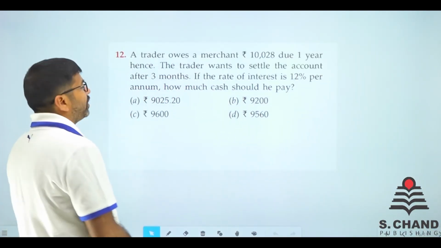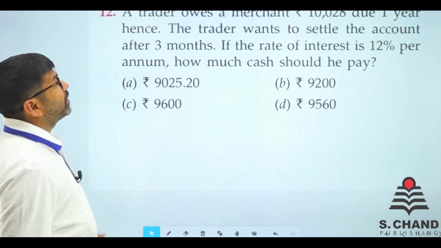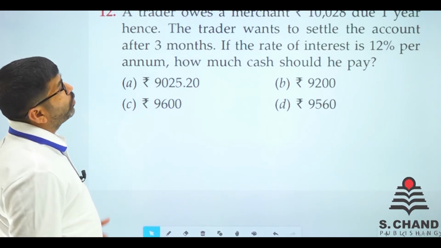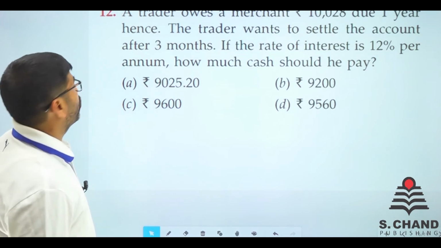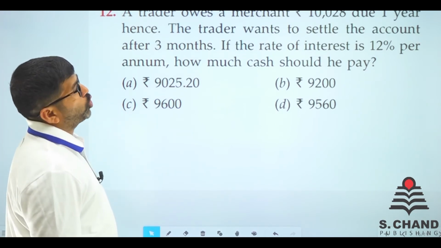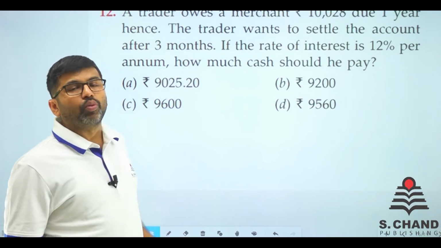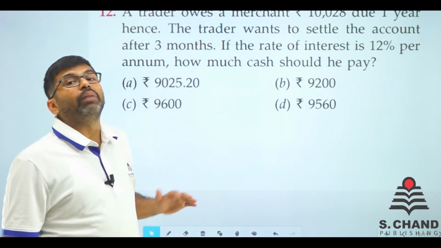Question number 12 with you. Let's see what it says. The trader owes a merchant rupees 10,028 due 1 year hence. The trader wants to settle the account after 3 months. If the rate of interest is 12% per annum, how much cash should be paid? See, after 3 months he wants to pay, right? So the remaining time will be 9 months only.